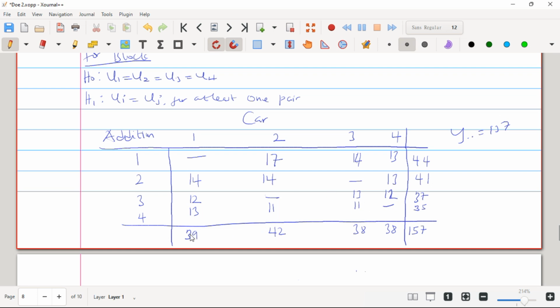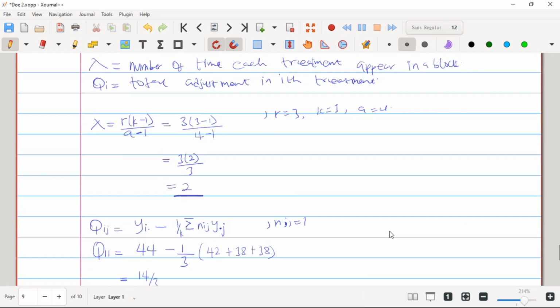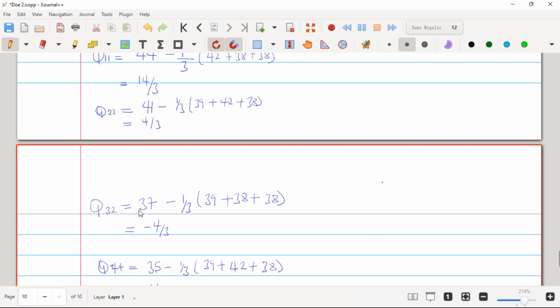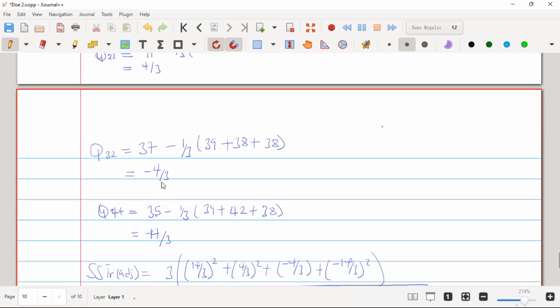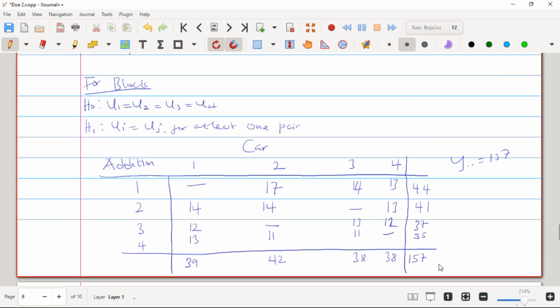So here will give us 39 plus 38 plus 38, right? And then our nij is equal to 1, right? So when you come here, 37 minus 1 over 3, 39 plus 38 plus 38, and then we are going to get negative 4 divided by 3, right? And you are going to do the same for the 4, 4, right? So here we are going to get the Q subscript 4, 4.